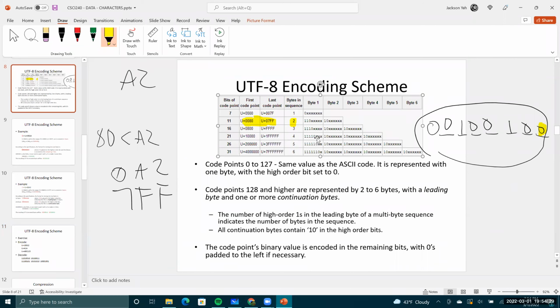But once you have that, the key thing here for these exercises is really converting from hex to binary. Okay. All right, so let's move on.